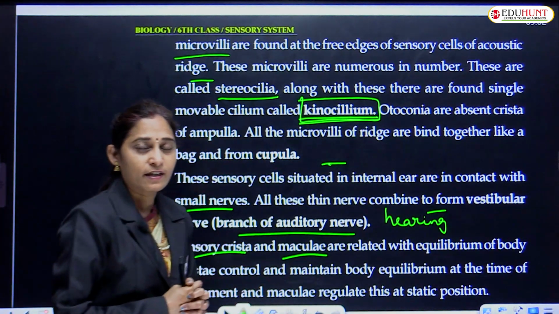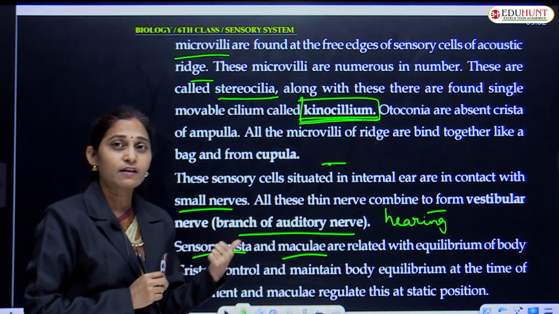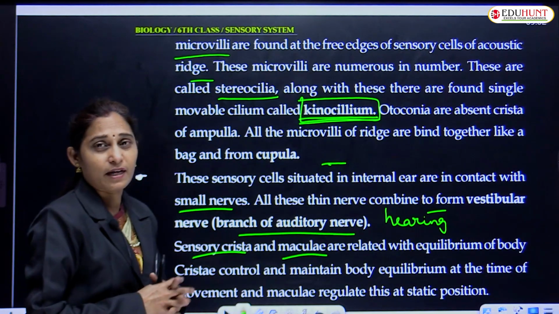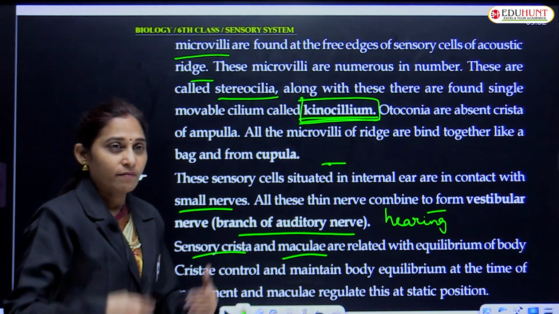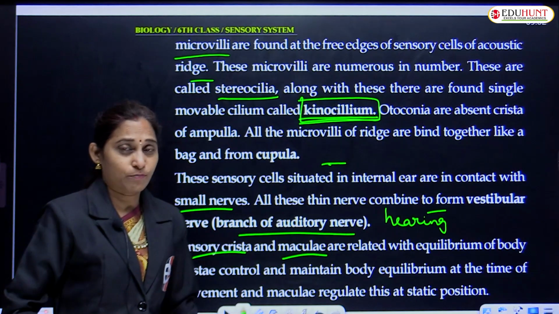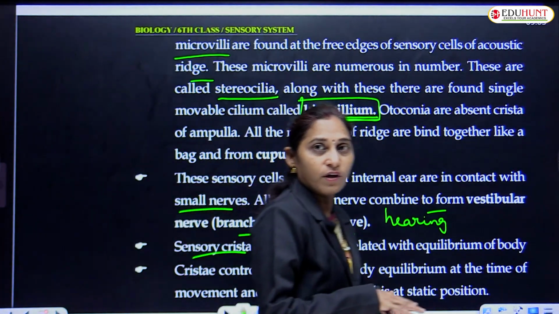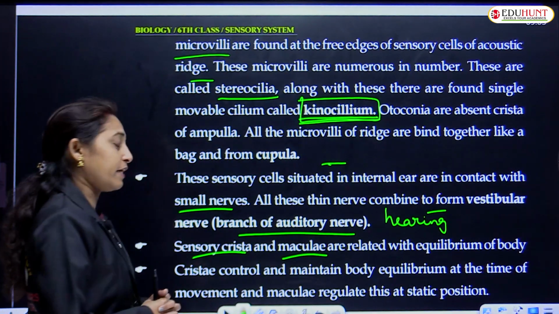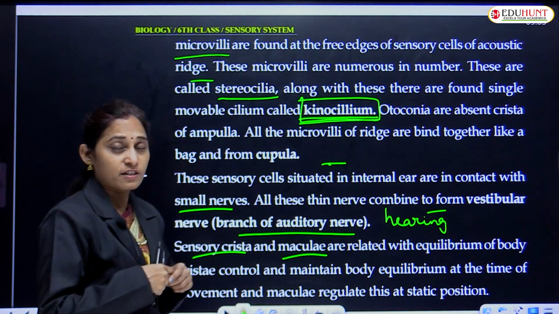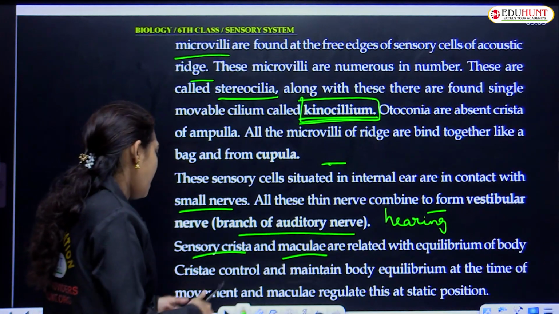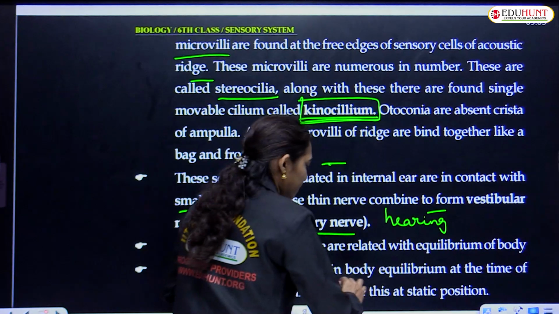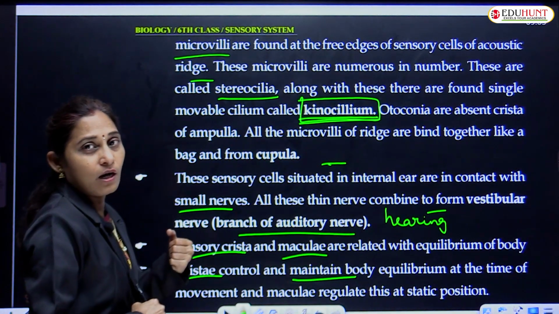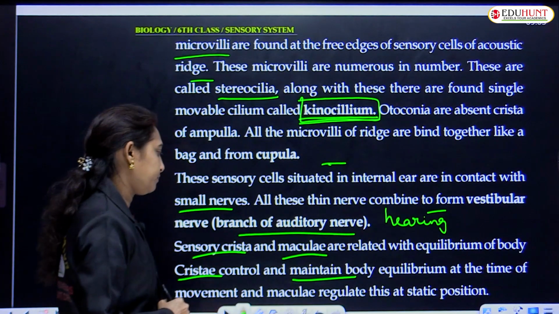But along with hearing, I mentioned that it has another important function, that is balancing, that is maintaining the balance of the body when it is at rest or in static position, or when we move in locomotion also. It has to balance the body. This is under the control of the ears. This balance is maintained by the ears, and it has cristae and maculae. They are the structures to maintain body equilibrium.